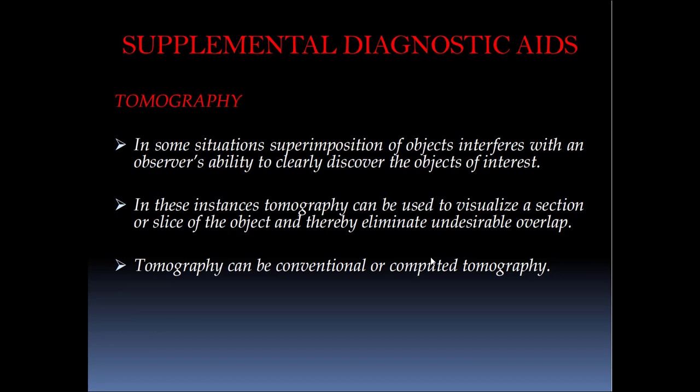Tomography. In some situations, superimposition of objects interferes with an observer's ability to clearly discover the objects of interest. In these instances, tomography can be used to visualize a section or slice of the object and thereby eliminate undesirable overlap. Tomography can be conventional or computed. MRI and CT are not advised in each and every case but required in special cases where some objects of interest are not visible, only then they are advised.